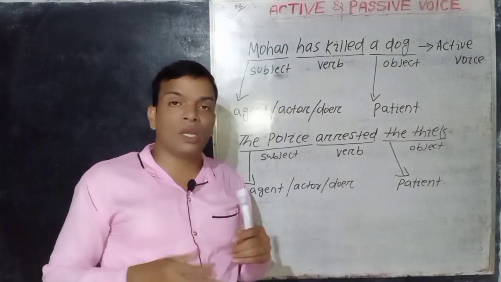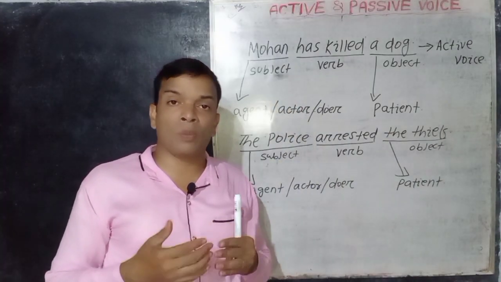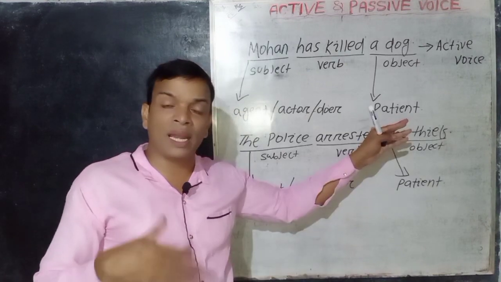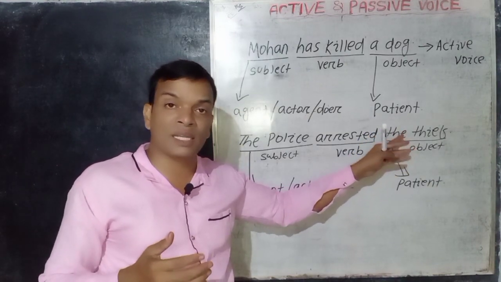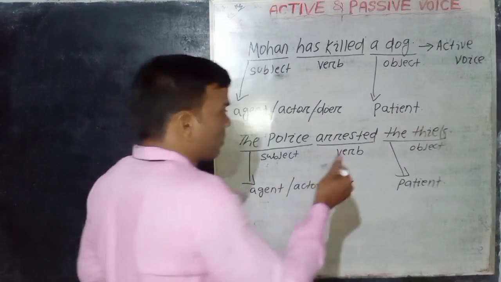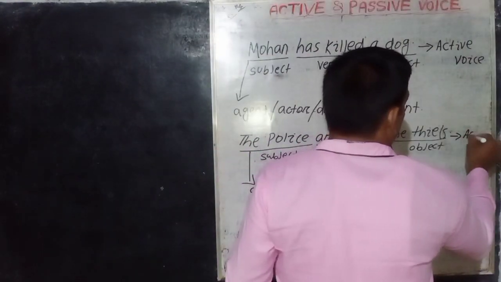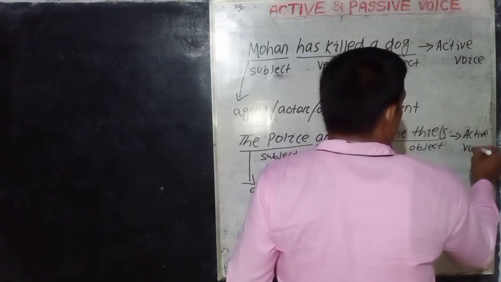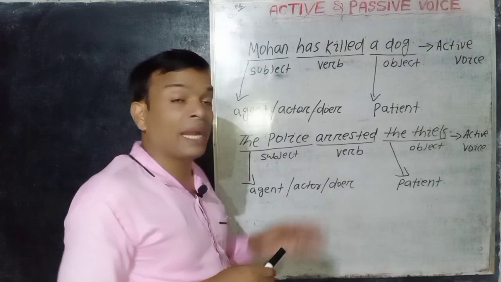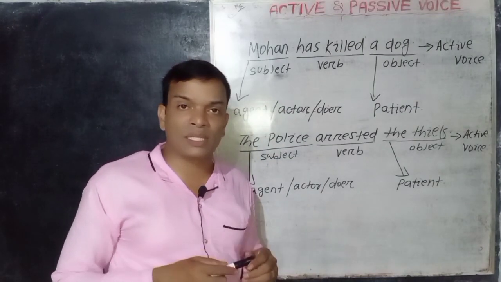Here we are interested to know about the police and what they have done. We put less emphasis on the particular object, the thief, and what has happened to him. Clear? So this type of sentence is your active voice. Active voice. Clear? Now I am writing these two sentences without changing the meaning.